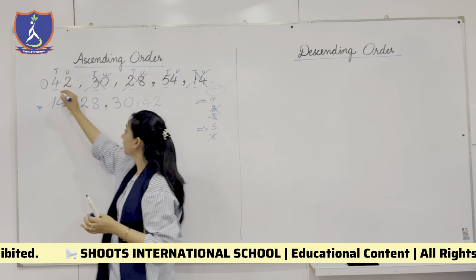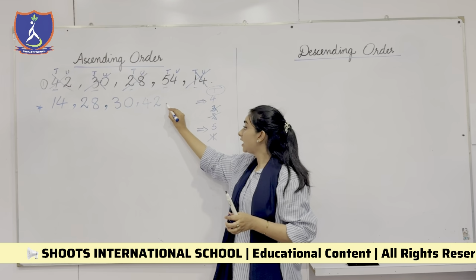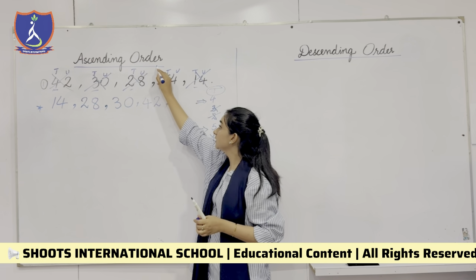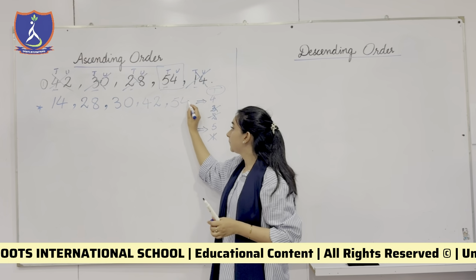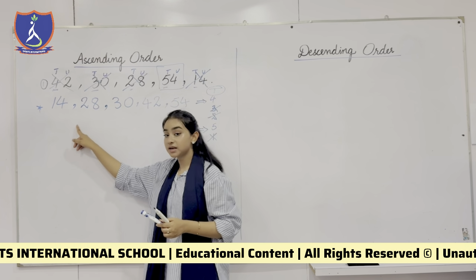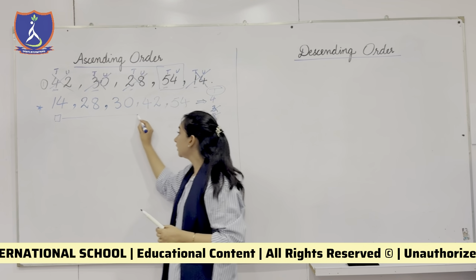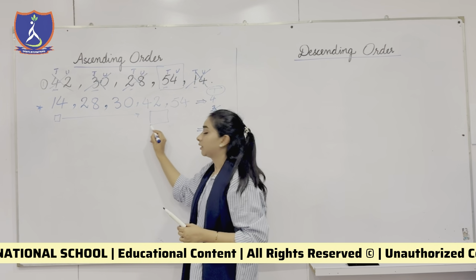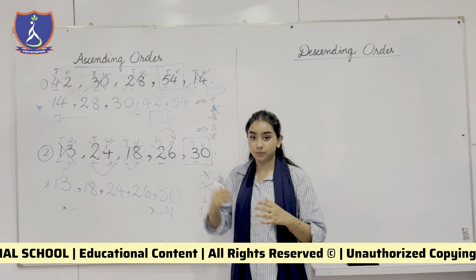After that 42 would be out of the game, right? And the last number that we are left with is 54. That means this is the biggest number. We have done it in the correct order from the smaller number to the bigger number. So I hope the concept of ascending order is clear to you people.